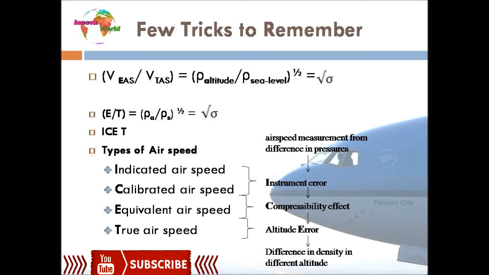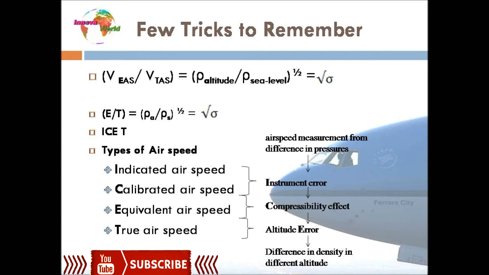That means when we are describing calibrated airspeed, it is followed for correcting instrument error. When we are going for equivalent airspeed, we have to follow the C. What is C? C is the compressibility effect. And when we are finding true airspeed, there is an error. What error? Altitude error, from the change in density at different altitudes. So this slide gives a few tricks you can use to remember these airspeeds easily.